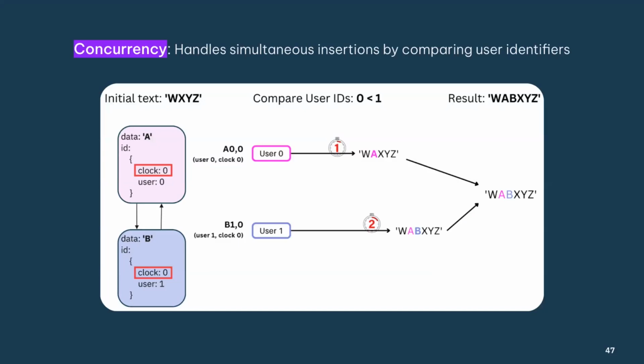Now let's look at concurrency. The CRDT algorithm handles conflicts uniquely, as seen in this diagram starting with WXYZ. At clock 0, two simultaneous insertions occur between W and X by users 0 and 1. The algorithm prioritizes lower user IDs, executing user 0's insertion first and user 1's second, resulting in WABXYZ. And you might be asking yourself, why favor lower user IDs? The answer is that it doesn't really matter. We could prioritize higher user IDs instead, but what's important is to have a consistent rule and stick to it so that all replicas can resolve conflicts the same way and converge to the same state.